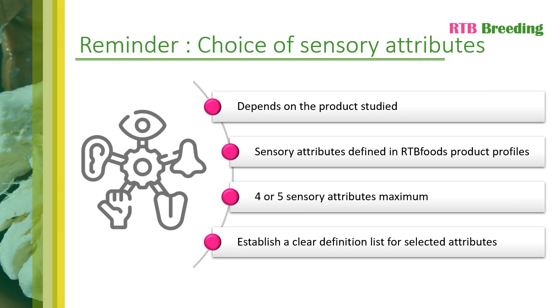The second reminder concerns the choice of sensory attributes. The choice of attributes depends on the products you choose. Normally, the sensory attributes of the various products have been defined in the product profiles of the RTB food project. You will choose a maximum of 4 or 5 different attributes, and for each of them, you will need to establish a simple definition that can be understood by naive consumers.